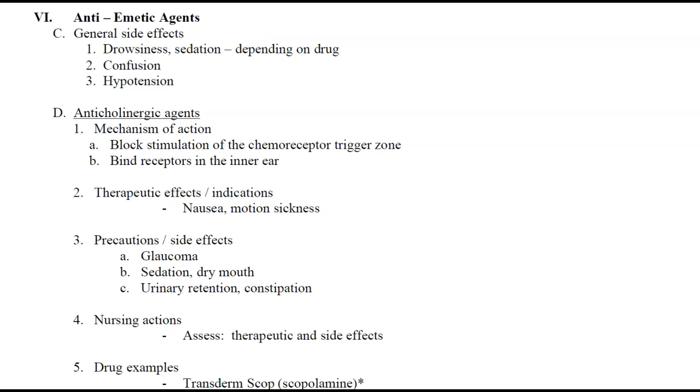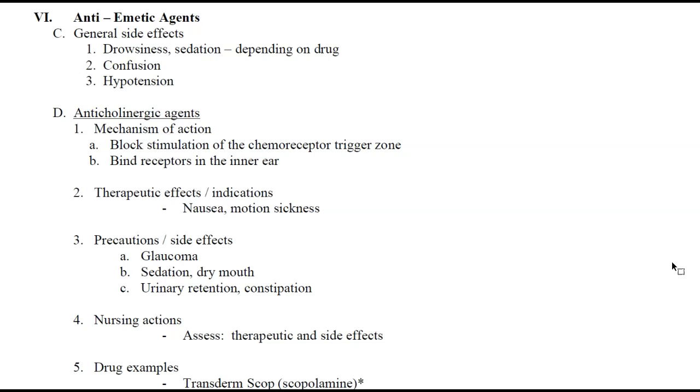Anti-emetic agents. So basically, these are drugs or agents that will prevent vomiting. So those are anti-emetic agents. The general side effects of these medications include drowsiness or sedation depending on the drug. It can also cause confusion and hypotension.